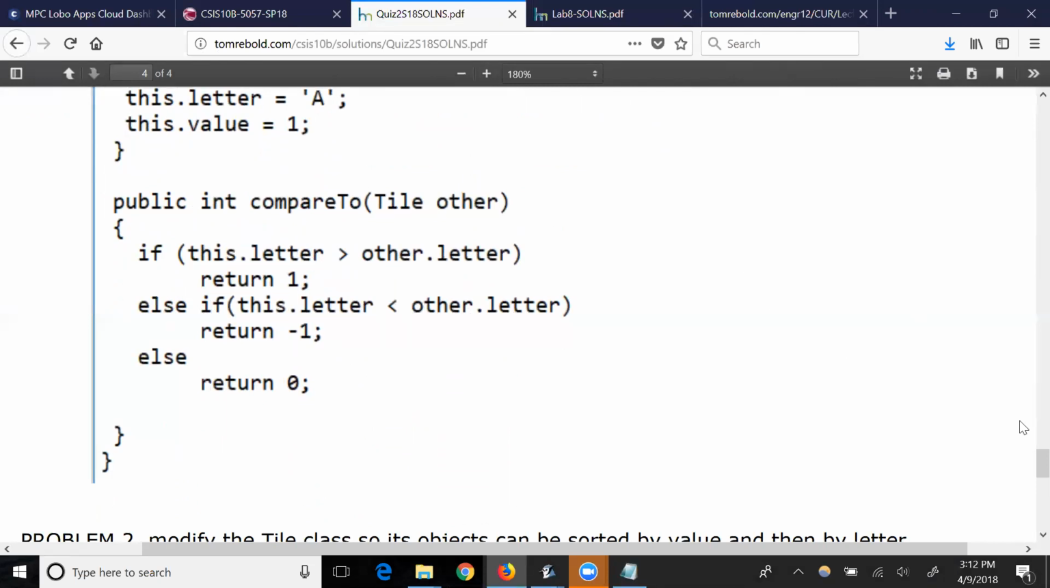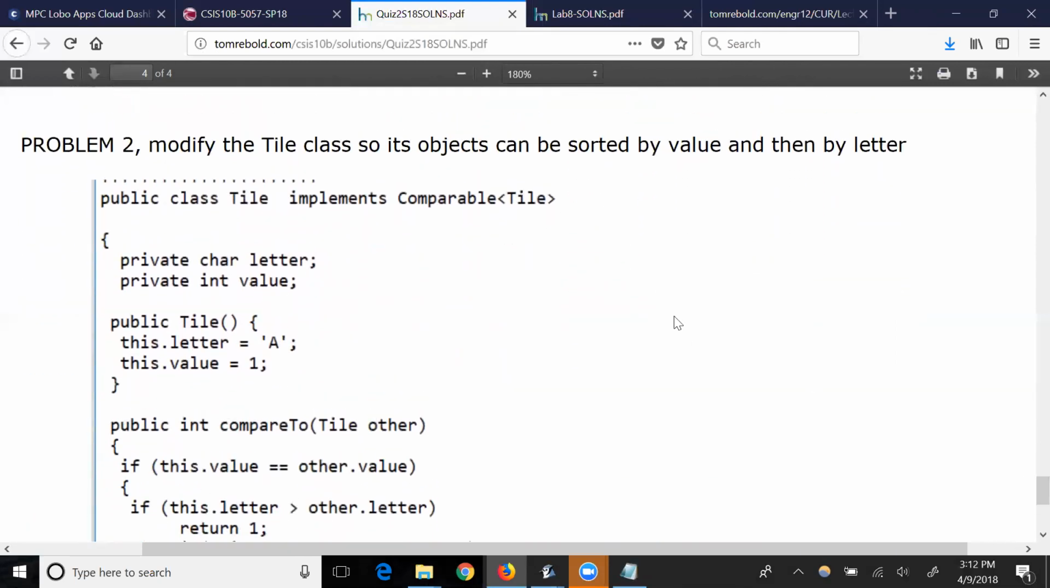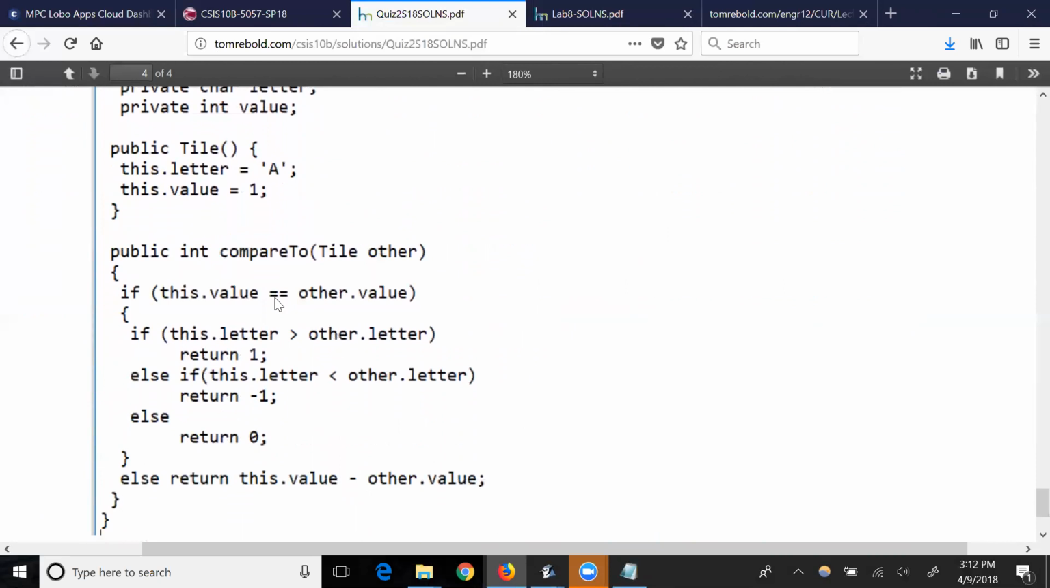Okay, and then there was, what if you had to sort them by value and then by letter? Well, to sort by value and then by letter, you would first check the values. A lot of Scrabble tiles have the same value. If they're the same, then you can do that whole thing with checking the letters. Otherwise, you can return the subtraction of them, that's another way to do it. If they're both integers, you can say this dot value minus other dot value.